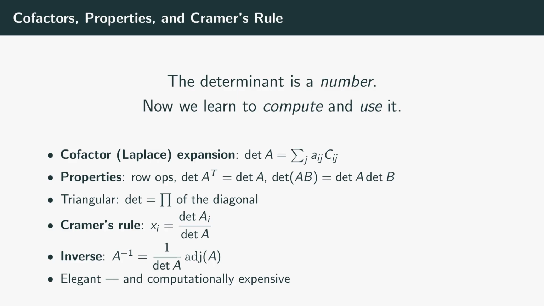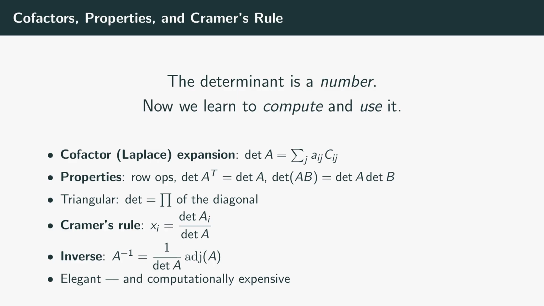First we learned cofactor expansion, also called Laplace expansion, a recipe that computes any determinant by breaking it into smaller ones. Then we gathered the algebraic properties, how row operations affect the determinant, why a matrix and its transpose agree, the product rule, and the triangular shortcut.